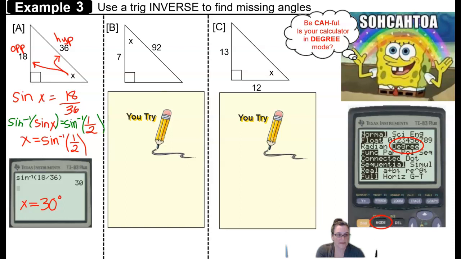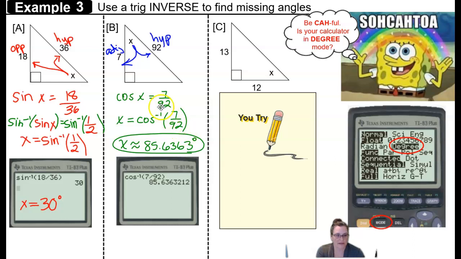Okay, in example B, the angle x is what we're looking for. We're given the length of the hypotenuse, which is 92. And this time we're given the length of the side adjacent to the angle, and that side length is 7. So adjacent and hypotenuse is the cosine function, the CAH. Cosine is adjacent over hypotenuse.